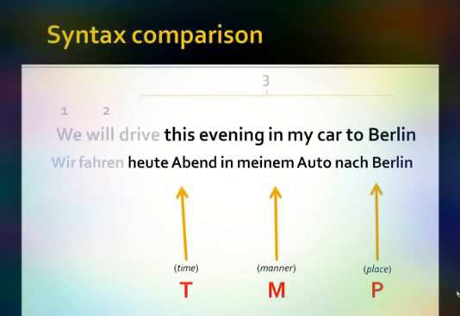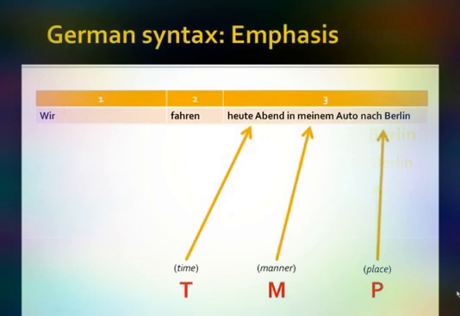Now, this is where it becomes a little more complicated. But there's a method to the madness. Let's take a closer look at the adverbial clause. Heute Abend in meinem Auto nach Berlin. So, what German lets us do is emphasize in the sentence what is most important by placing that in the first position. So, let's take a look at the sentence that we've been playing with up to this point. Wir fahren heute Abend in meinem Auto nach Berlin.